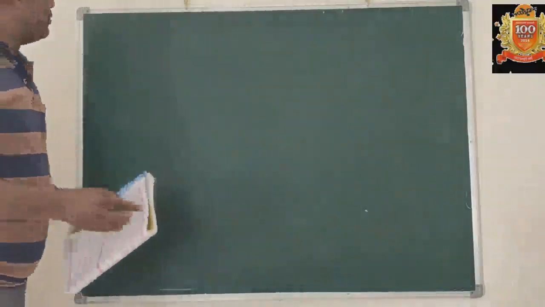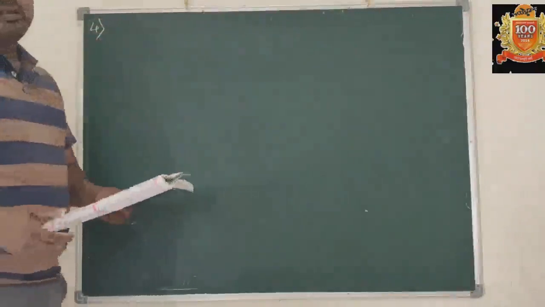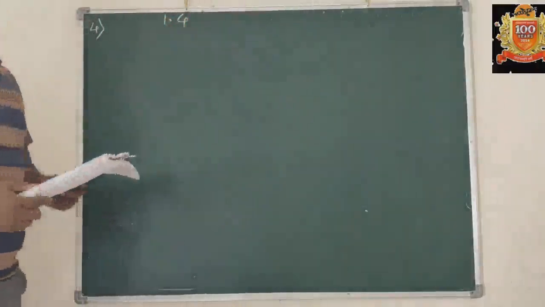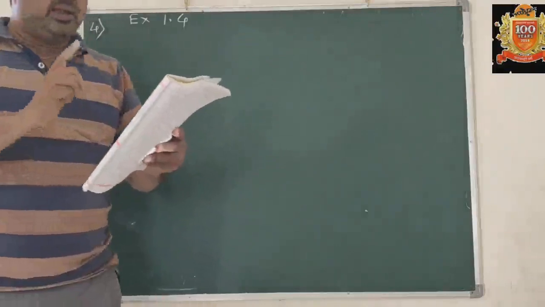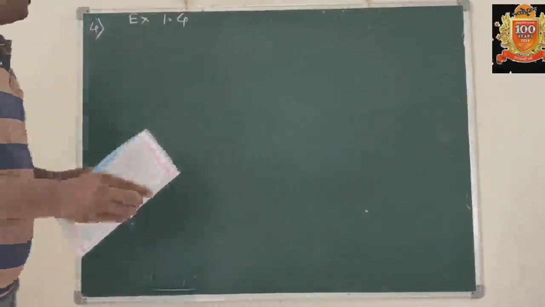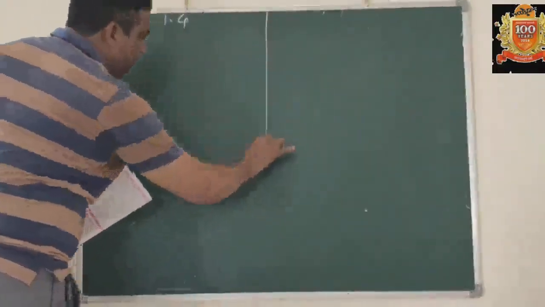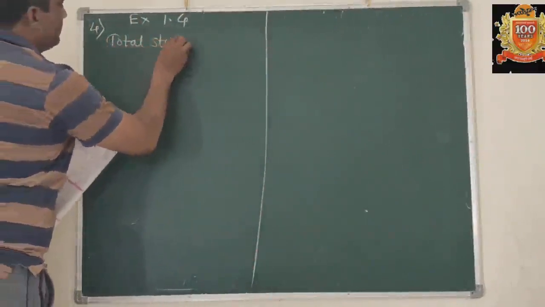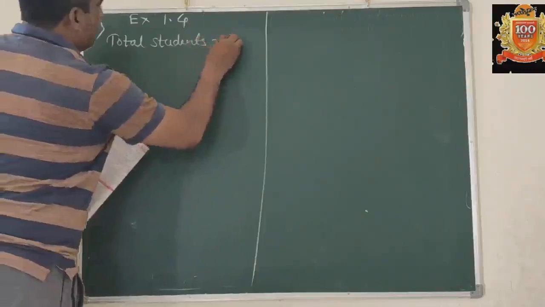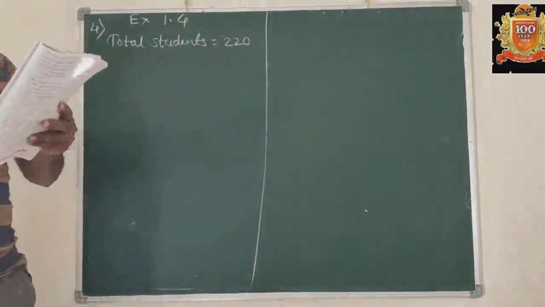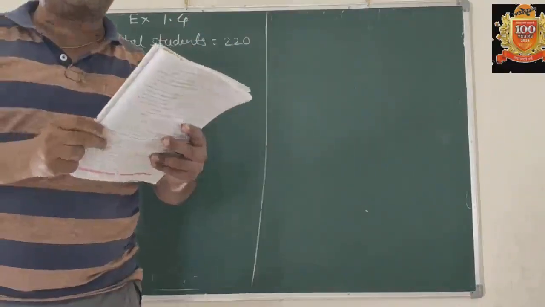Now, here I am taking question number 4, exercise 1.4, question number 4. Read that question. A survey was conducted to know the hobby of 220 students of class 9. So here I am writing directly. Total students, 220. Okay. Now, out of which 130 students informed about their hobby as rock climbing.